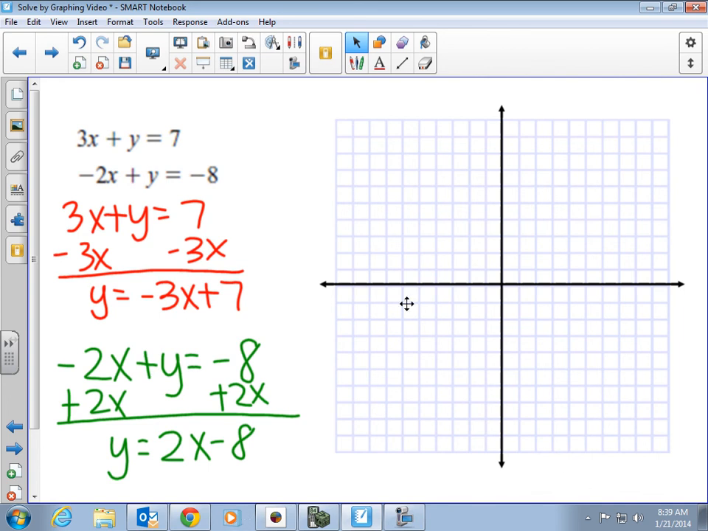Now I have this graph here because you could graph these by hand, starting with your y-intercept of 7 and then rising 3, running 1, making sure you go in the negative direction. So down 3 and then right 1, or up 3 and left 1. You could also graph the green one on this same grid and then find the intersection. But again, I'm going to show you how to do that on the calculator.